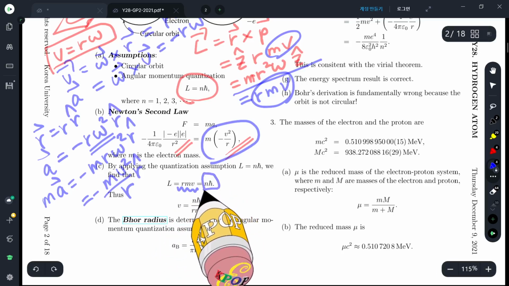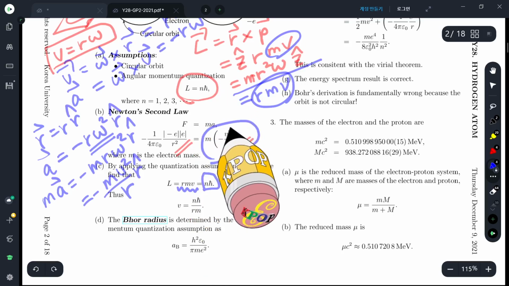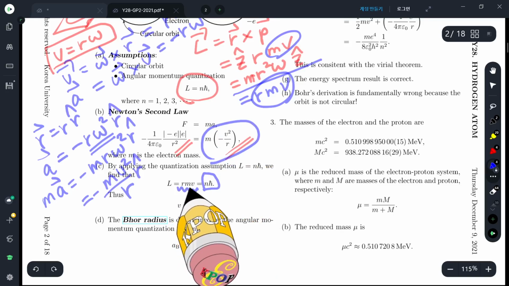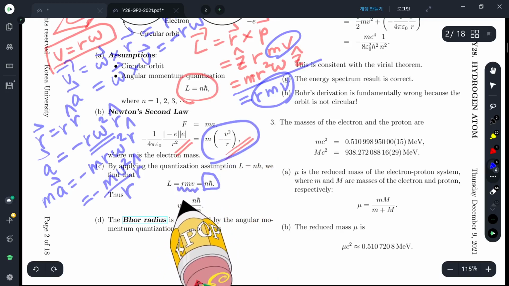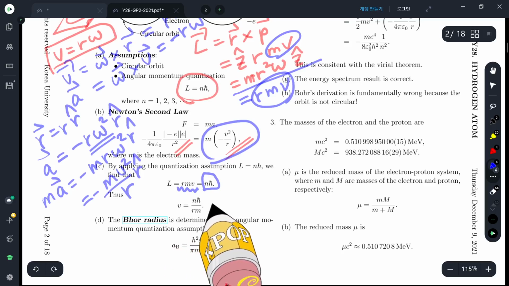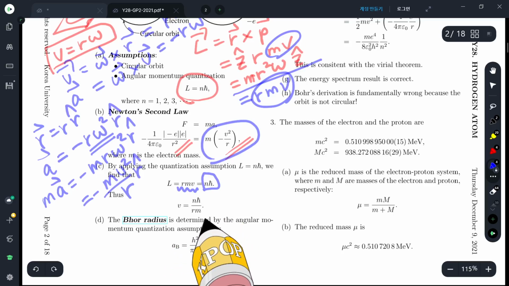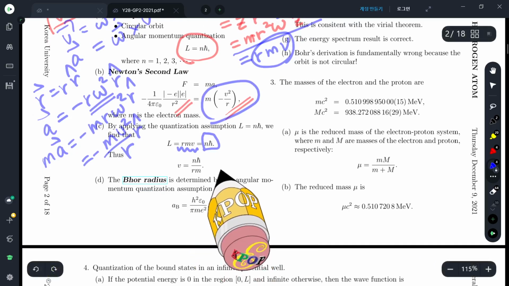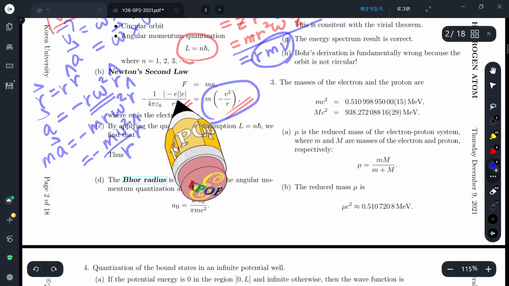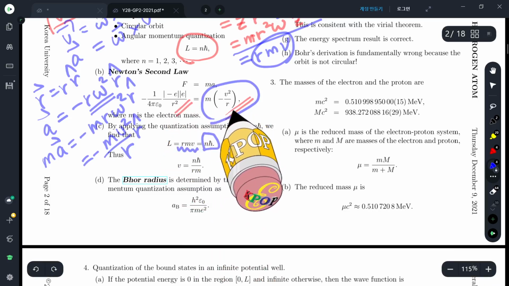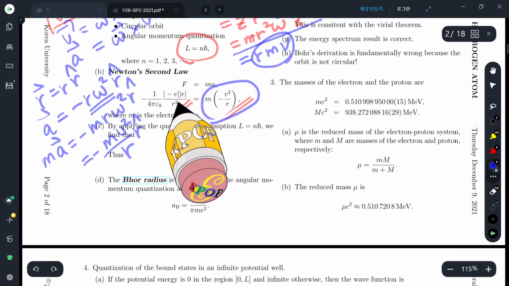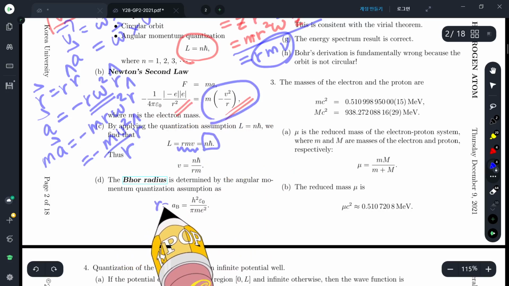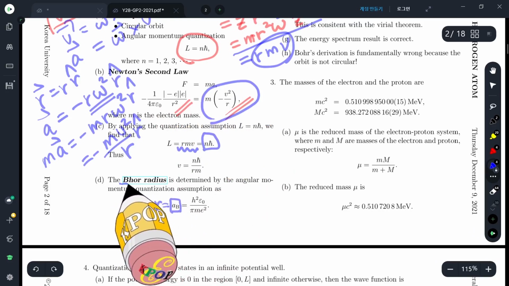He used the quantization condition n h bar in here. Then we can divide r and m on both sides. The velocity is determined to be n h bar divided by r m. Using this, we can determine the radius r. Here r squared and this is single r, so we can solve this linear equation. So r equals this one, the so-called Bohr radius.